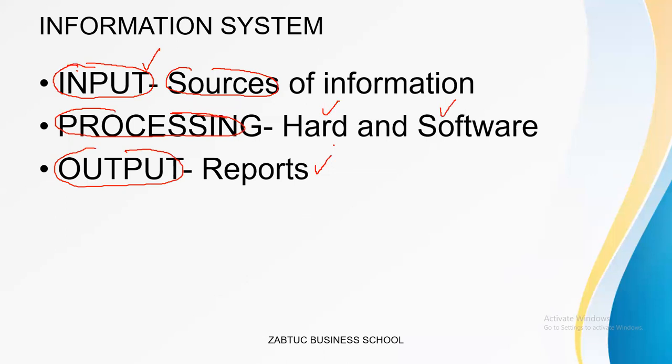So just like any other system, an information system also has got these three aspects. First of all, we input the information, and this information is processed, and we get output.